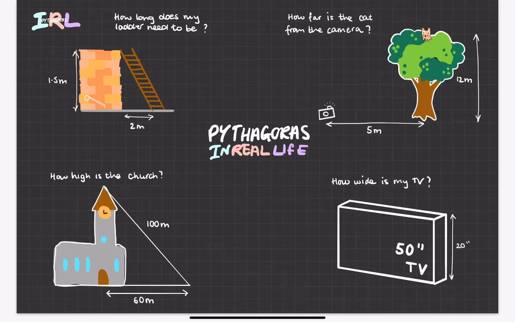Hey guys, so in this video we're going to look at Pythagoras in real life, because often in maths we need to apply what we know in a real world context. And so here I've got a few different pictures of things that I've seen before where you could use Pythagoras. Okay, so remember, Pythagoras only works for right angle triangles, so that's what we're looking for.